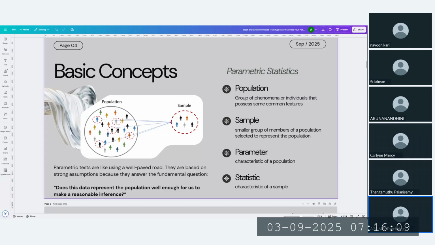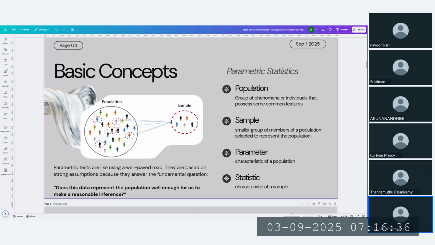Now here is the definition of a parametric statistic. A parameter relates to the population. A statistic relates to the sample. So at a very basic level, parametric statistics is a way of scientifically relating populations and small samples in a meaningful way.